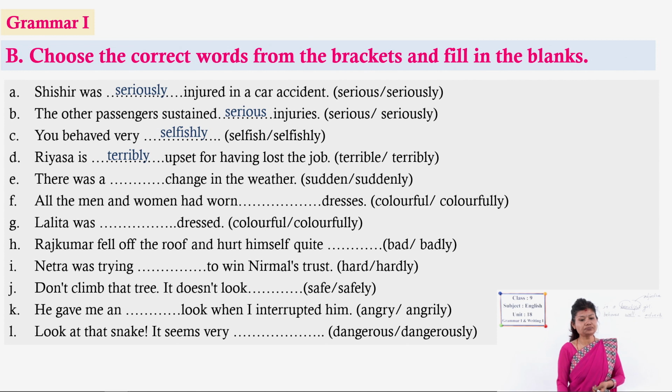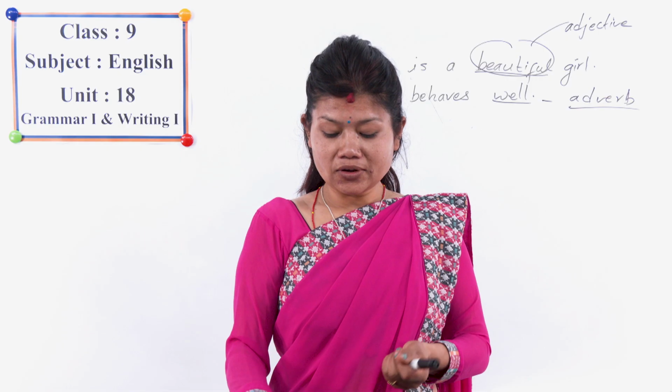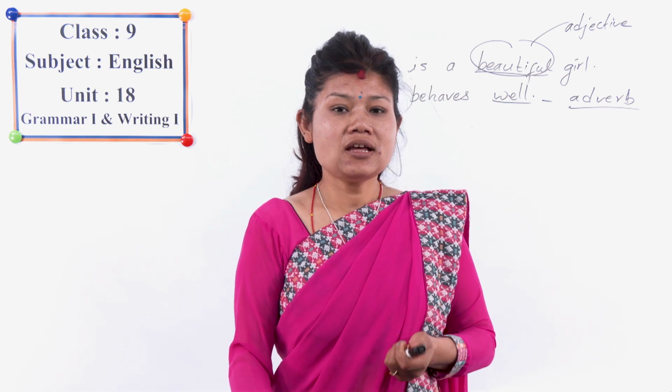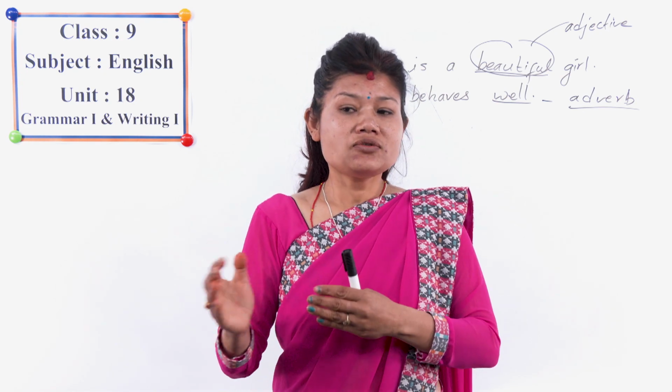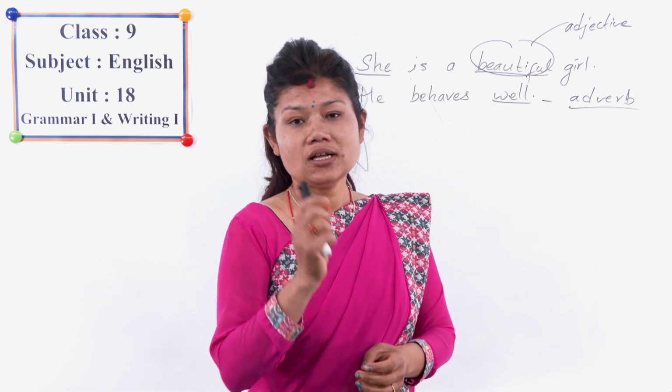There was a sudden change, okay. All the men and women had worn colorful dresses. So, colorful dresses. Lalita was dressed. So, how was she dressed? Yes, colorfully dressed, and the others you can do like this, okay. So, done. Now, we finished the grammar section.